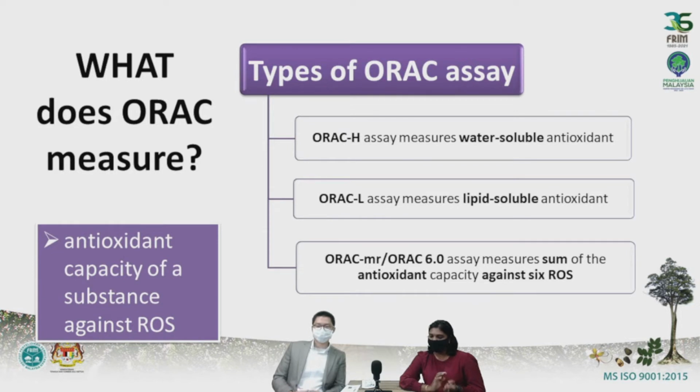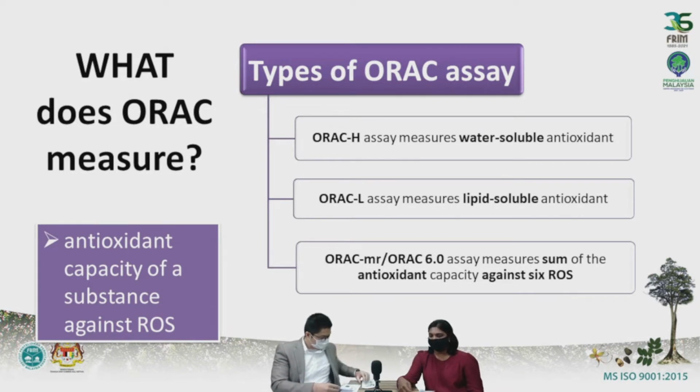Soon the ORAC assay was improved and designed by Brunswick Laboratory as ORAC MRO, ORAC multiple radical, also known as ORAC 6.0. It measures the sum of the antioxidant capacity against 6 different reactive species, namely the peroxyl radical, hydroxyl radical, singlet oxygen, superoxide anion, peroxynitrite, which is from the reactive nitrogen species, and also hypochlorite, which is from the reactive chlorine species.